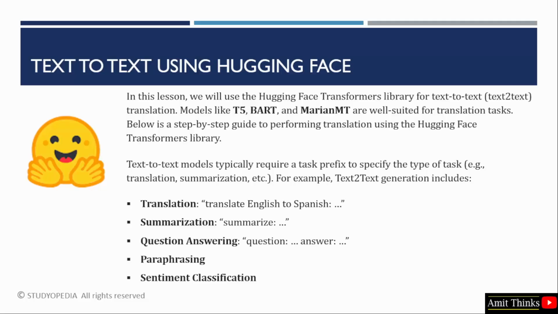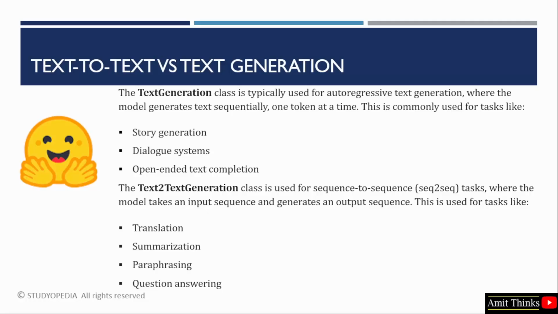This is a part of text to text models that requires a task prefix to specify the type of task. For example, translation, summarization, and others. Text to text generation includes not only translation but also summarization, paraphrasing, question answering, and even sentiment classification. So let us see the difference between text to text and text generation.